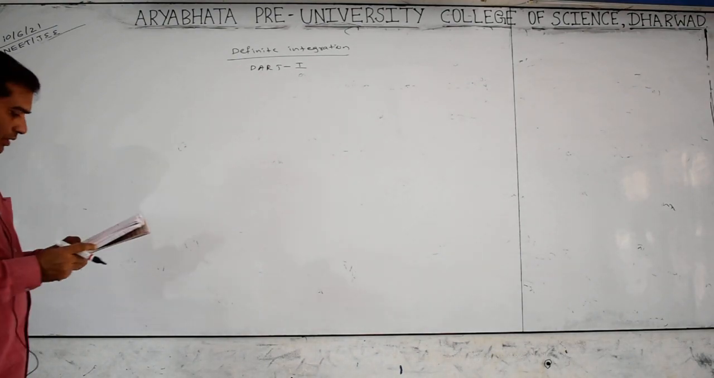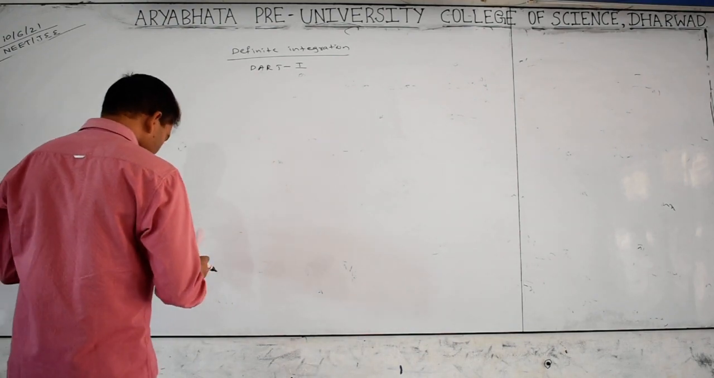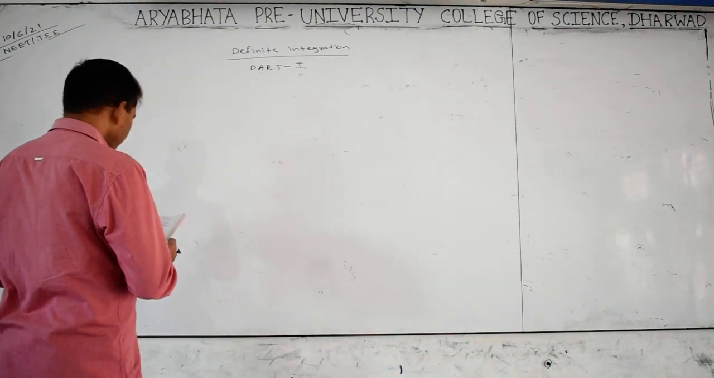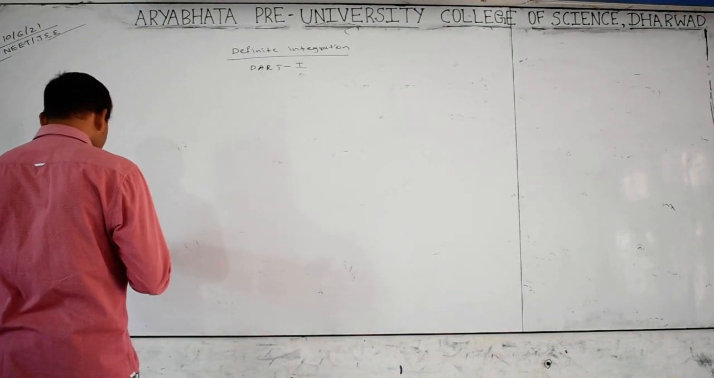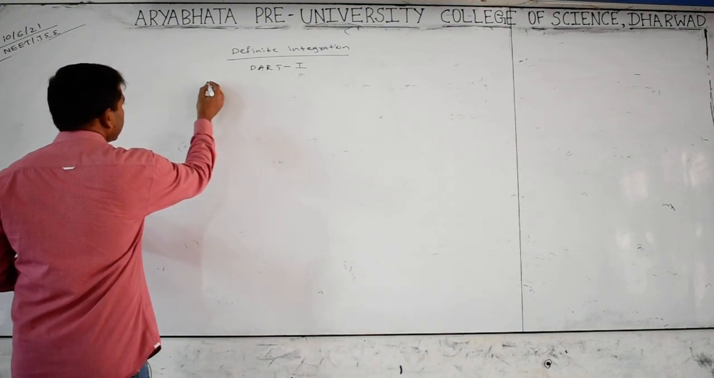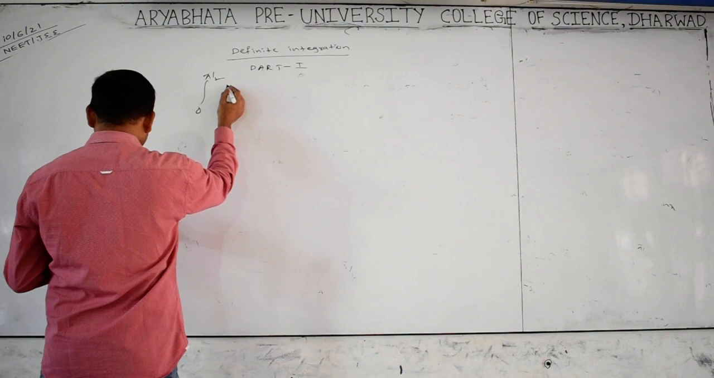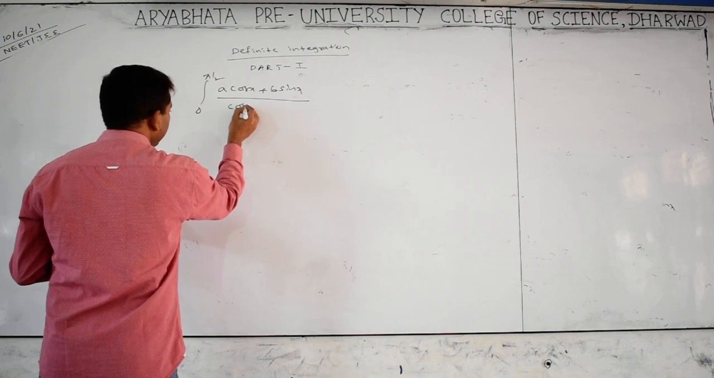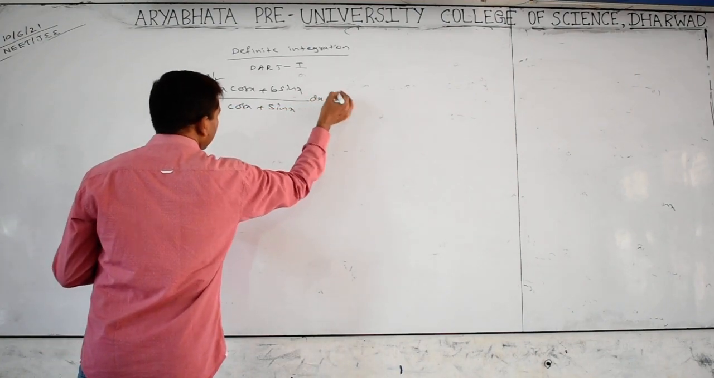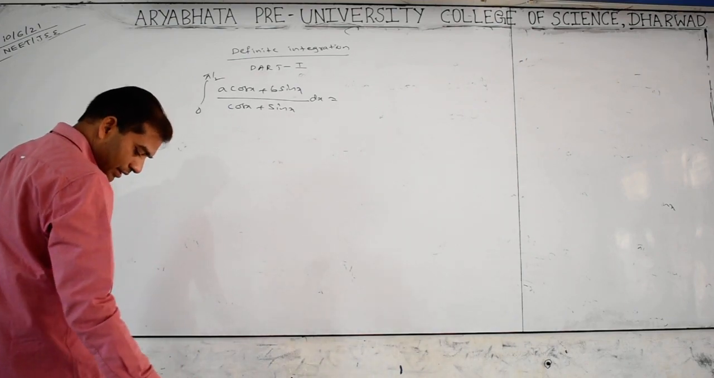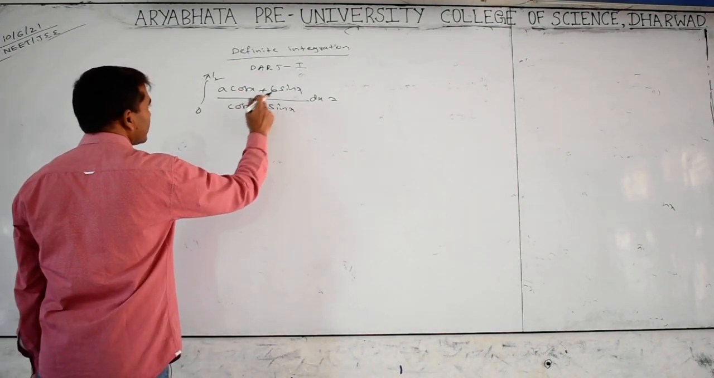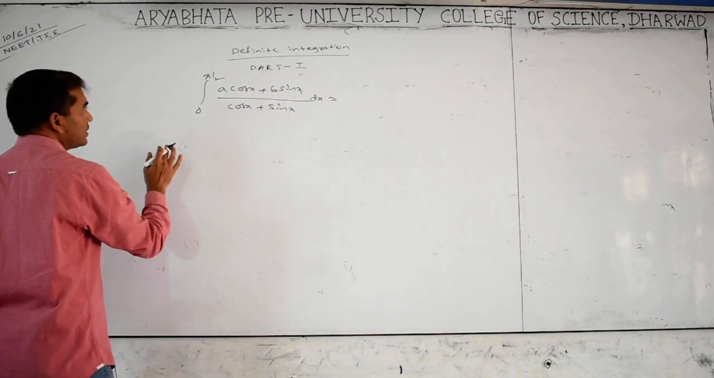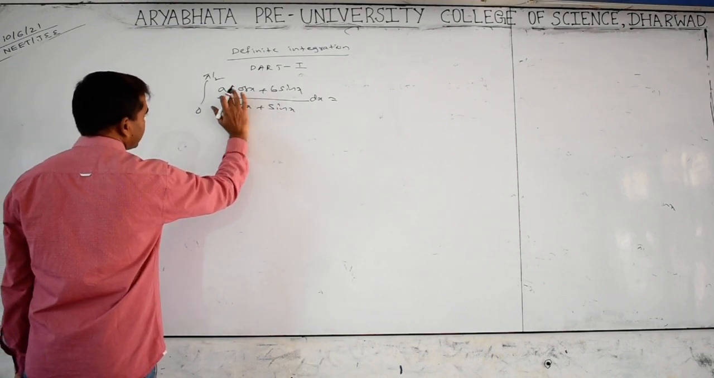Next one, integration of 0 to pi by 2. Next method is integration of 0 to pi by 2, same concept, that only a cos x plus b sin x by cos x plus sin x dx. This is also similar to that model, cos sin sin. If it is sec cosec sec, like this, in all cases the answer, tell me what is the difference here, coefficients.